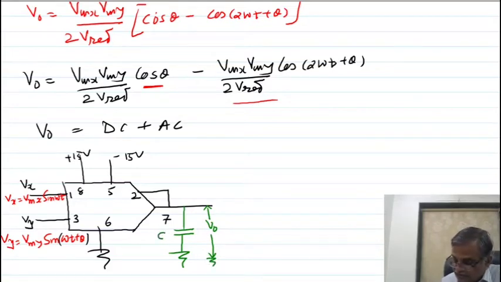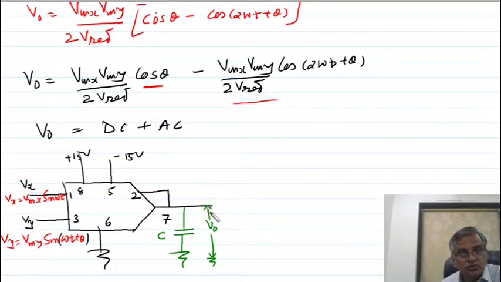I'll connect these capacitors in parallel. So this capacitor offers very low reactance to this AC signal. As a result, this AC signal will be bypassed through the capacitor. You will get only the DC term at the output.